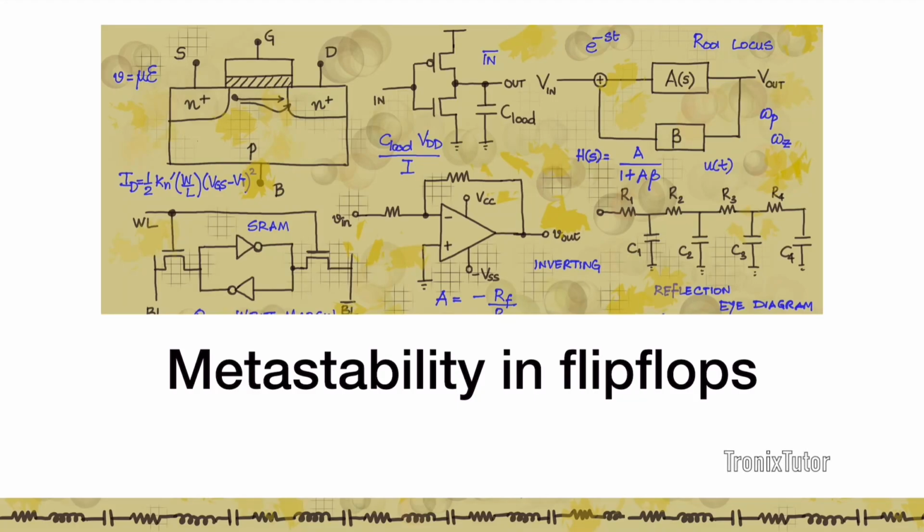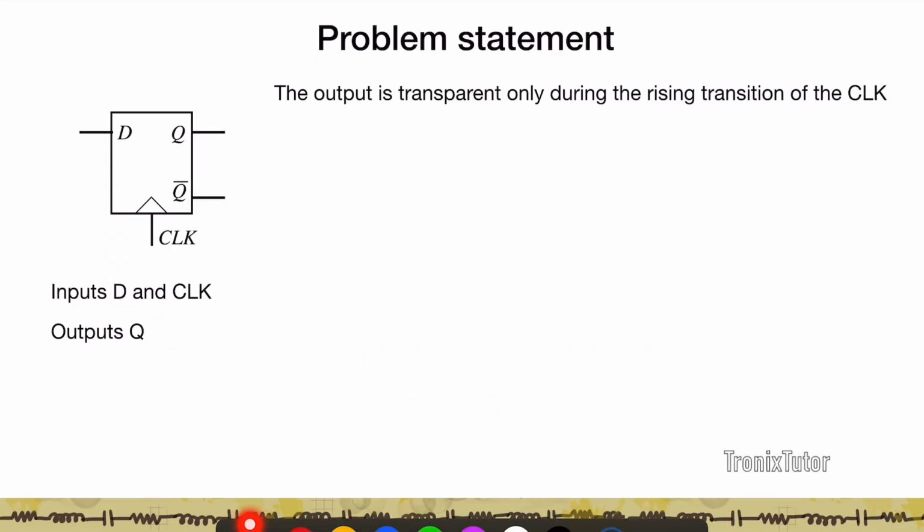In this video, let's talk about metastability in flip-flops. So let's recall what an edge-triggered flip-flop was. An edge-triggered flip-flop is a simple circuit that has one input, D, and the clock as its input, and has an output Q bar. The output, which is Q, is transparent only during the rising transition of the clock.